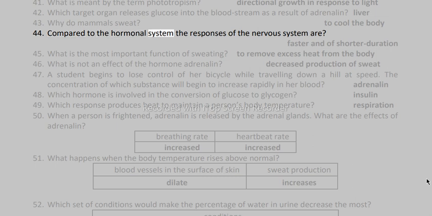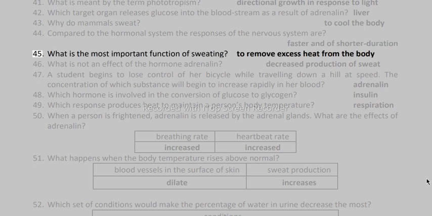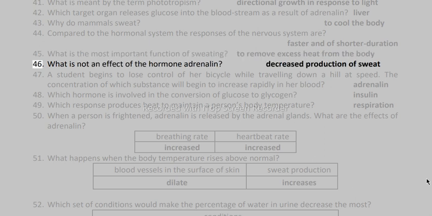44. Compared to the hormonal system, the responses of the nervous system are faster and of shorter duration. 45. What is the most important function of sweating? To remove excess heat from the body. 46. What is not an effect of the hormone adrenaline? Decreased production of sweat.